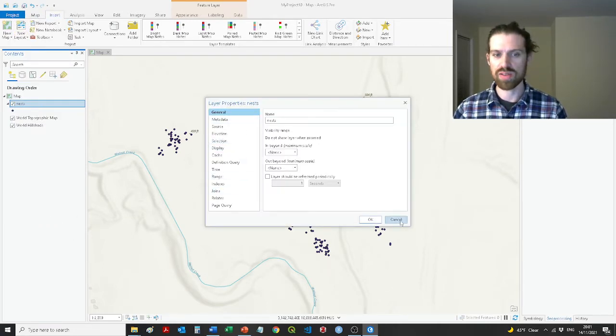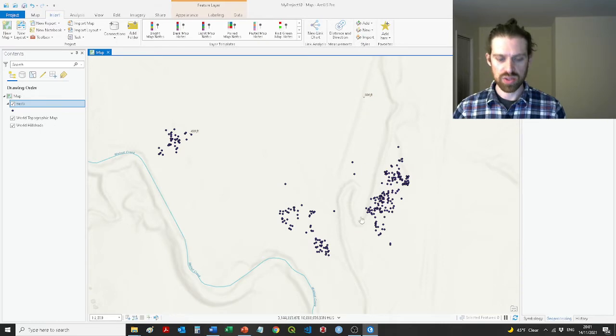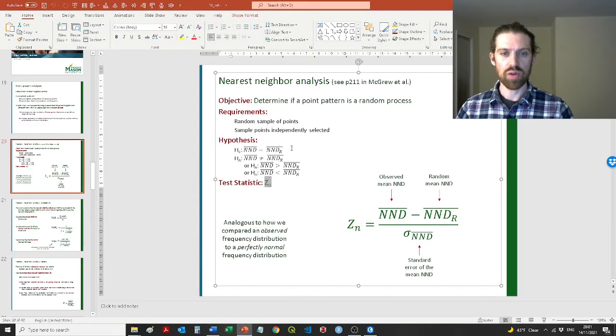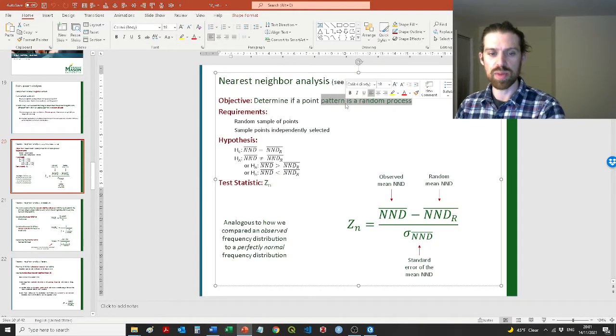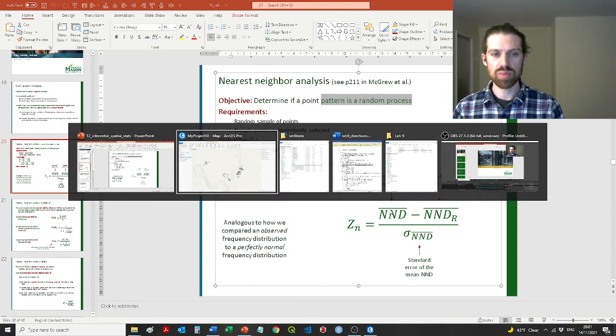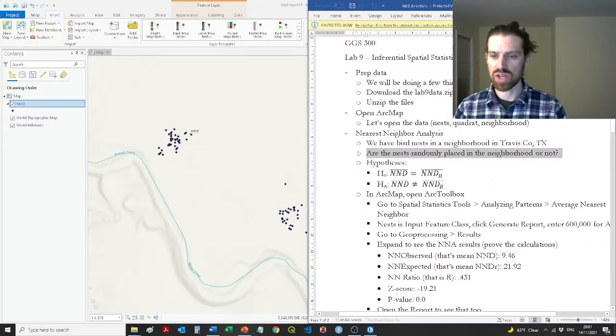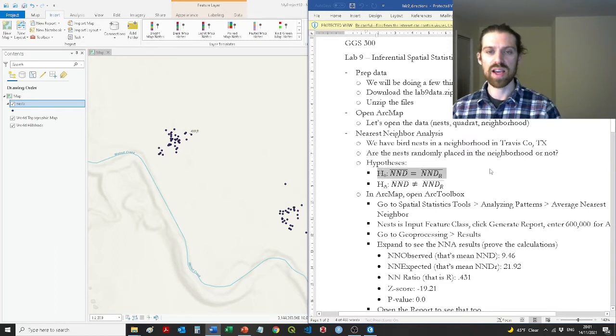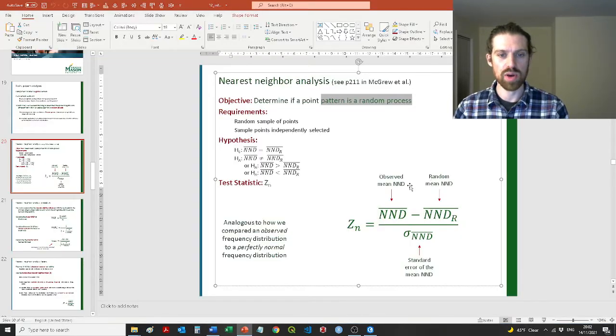You can have a look at the actual data points that we've got. Now, the question here is determining whether this is a random allocation of birds' nests or whether they're actually clustered. Our hypothesis is that in the case of the null hypothesis, the NND bar and the NND R bar values here are the same. That's the observed mean of the nearest neighbor distance and the random mean of the nearest neighbor distance.